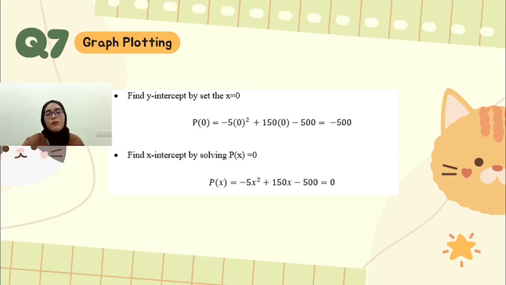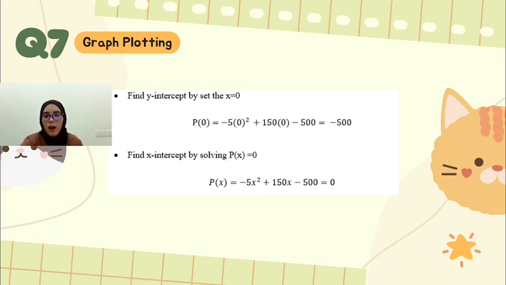So for the y-intercept, you just have to set x equal to 0. So by using the quadratic function P(x), you just substitute 0 for every x that you have in this. So it will be P(0) equals negative 5 times 0 squared plus 150 times 0 minus 500, and then you will get the answer, which is negative 500.